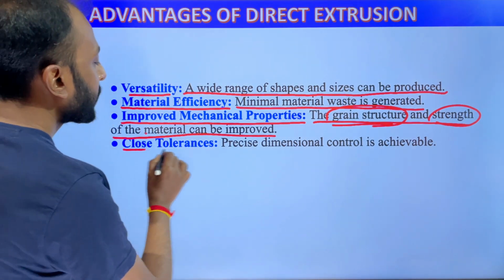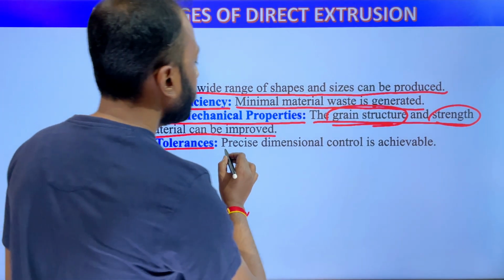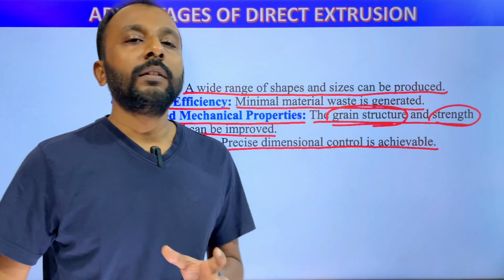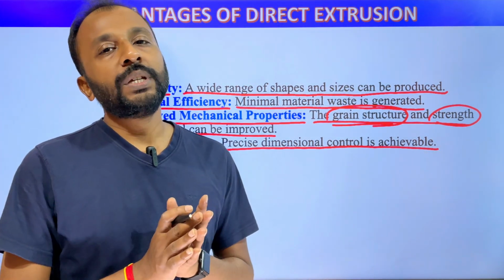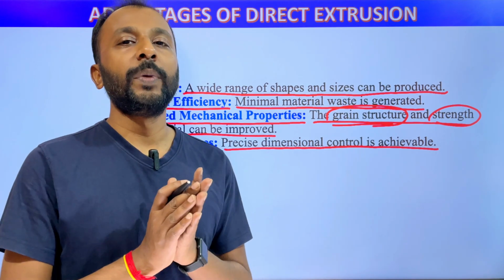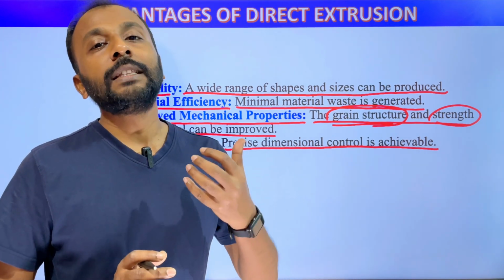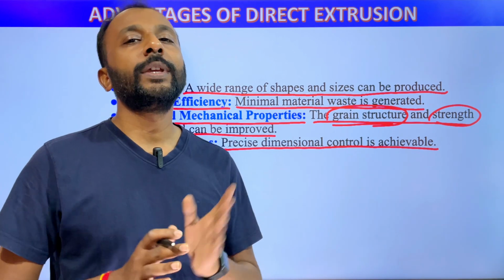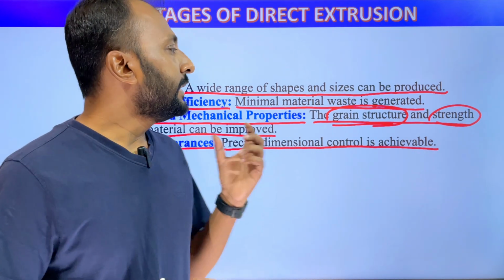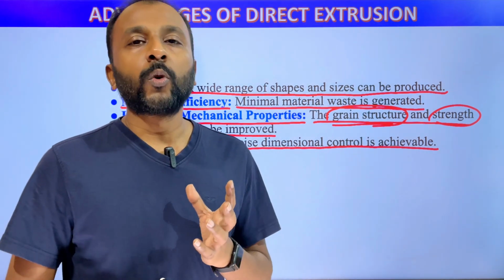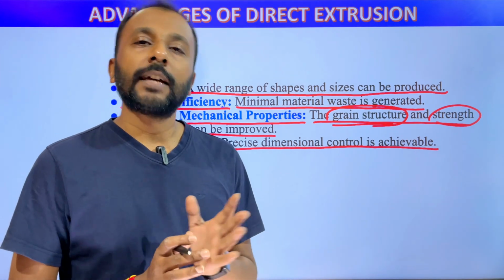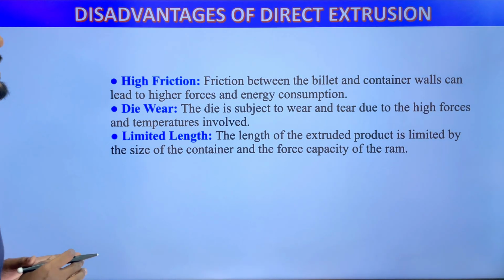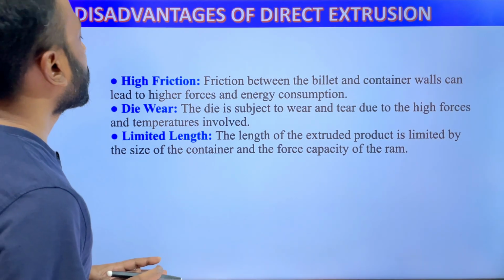The last one is closed tolerances. Precise dimensional control is achievable. We are using a closed vessel and die opening, and we are forcing the metal to get out through that die opening, so we can easily get the desired dimension of the product. We can easily control the dimension of the product. Next, we will see the disadvantages of direct or forward extrusion process.